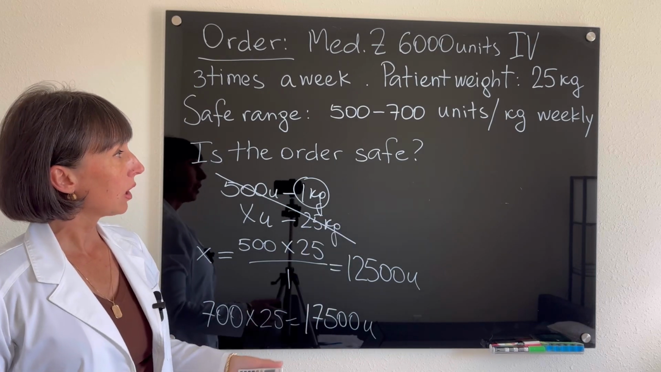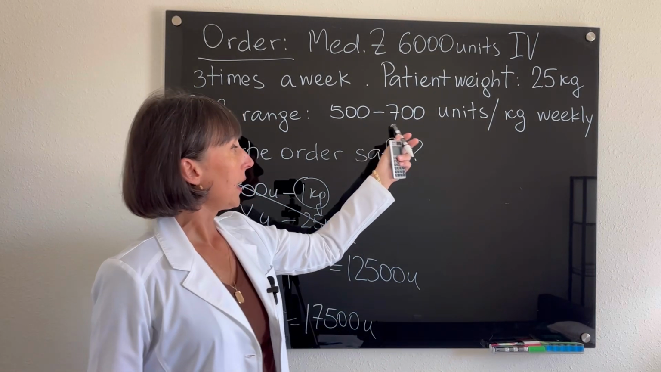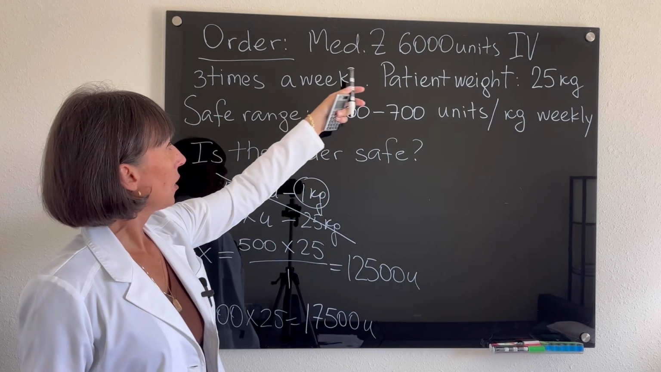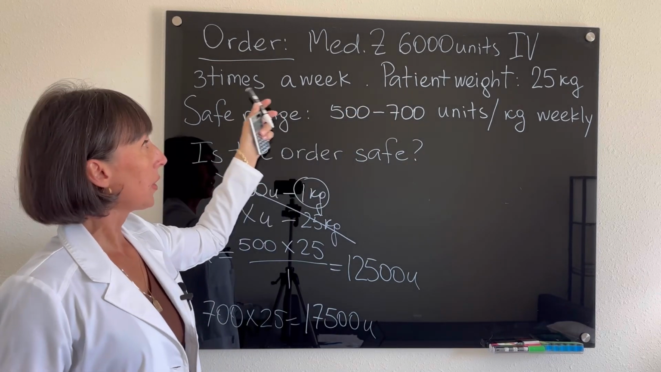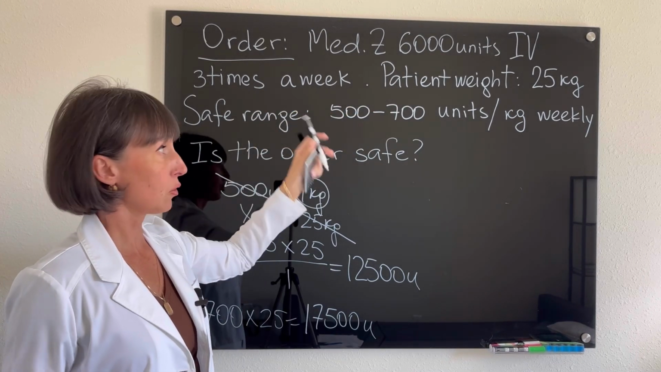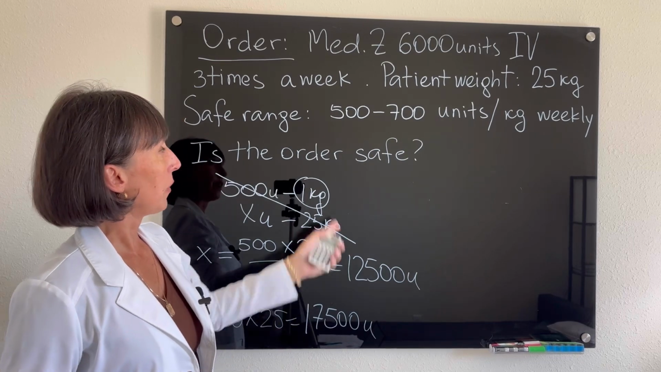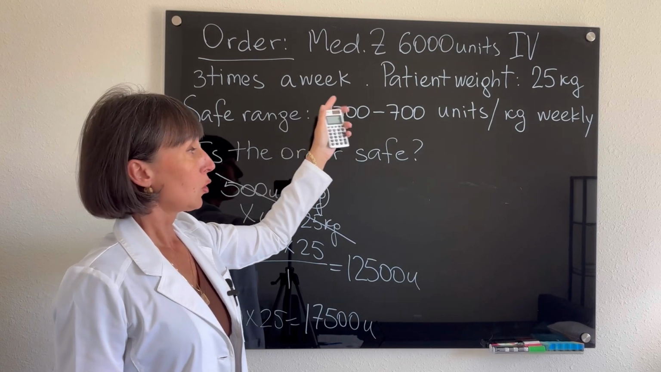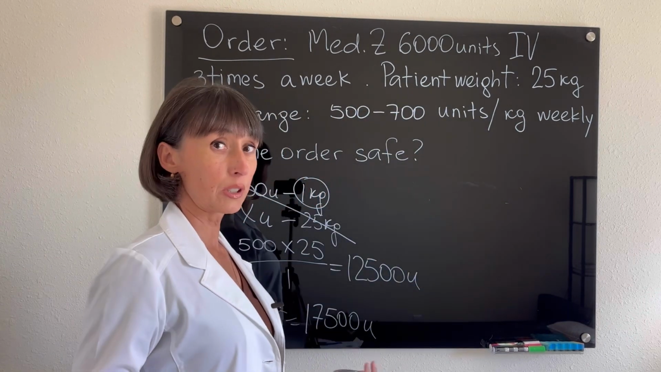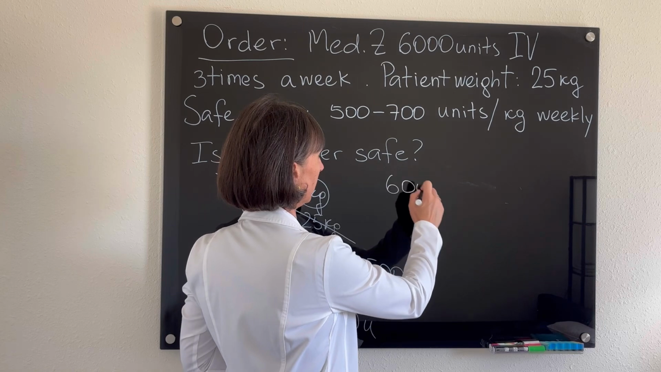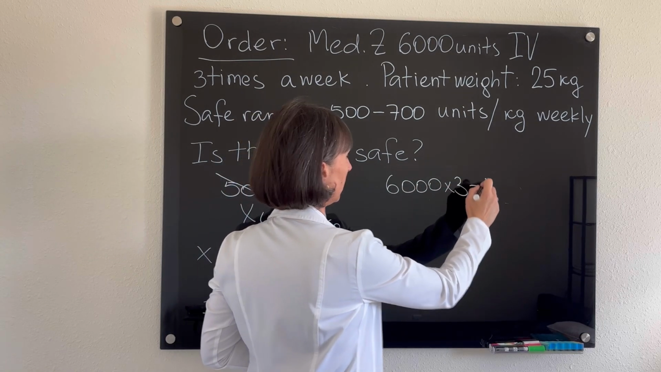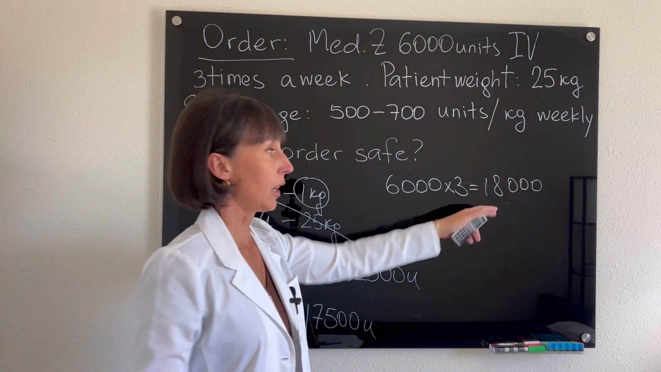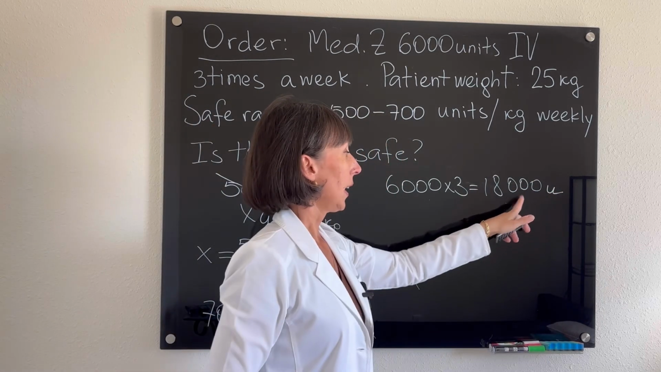Not yet, because take a look. The range is in units weekly. And the medication is ordered this many units 3 times a week. So let's bring it to the same time frame. 6,000 units 3 times a week. To bring it to weekly amount, we just need to multiply by 3. And we get 18,000 units. That is per week.